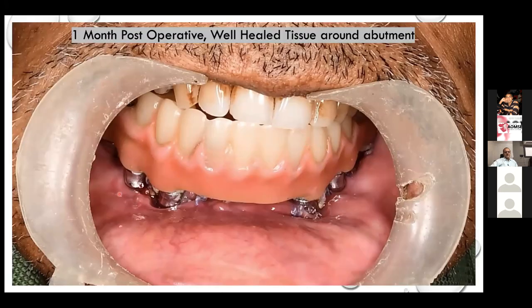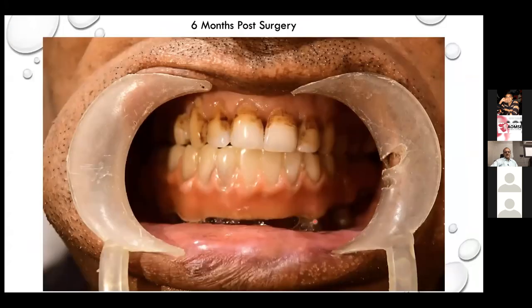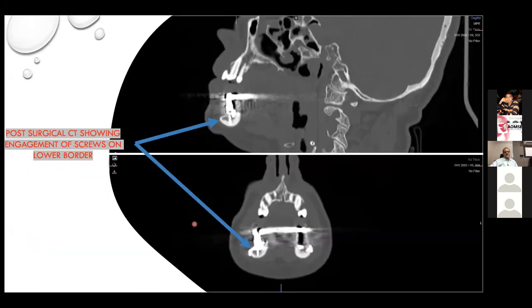This is 1 month post-operative, where you can see just a small amount of implant stud, same as your conventional implant, coming out of the soft tissue without any soft tissue inflammation. And this is 6 months post-op of the mandible. There's no dehiscence or infection present.